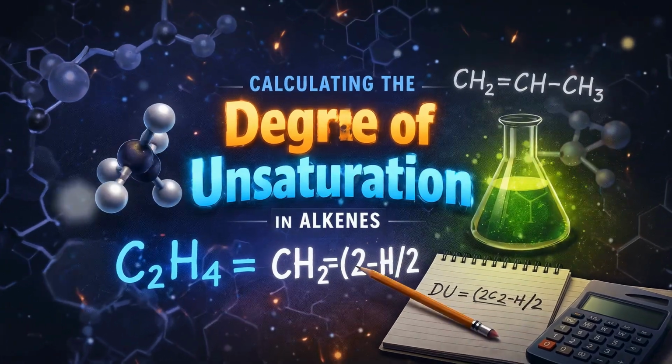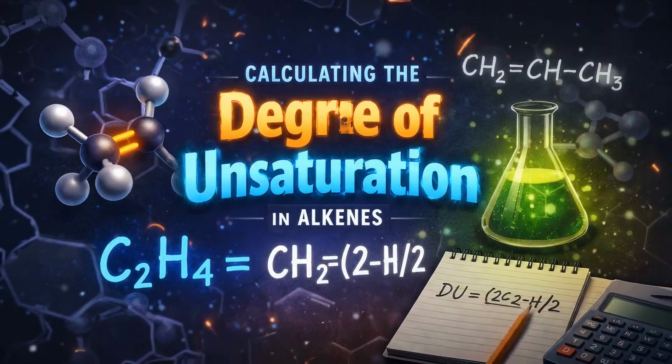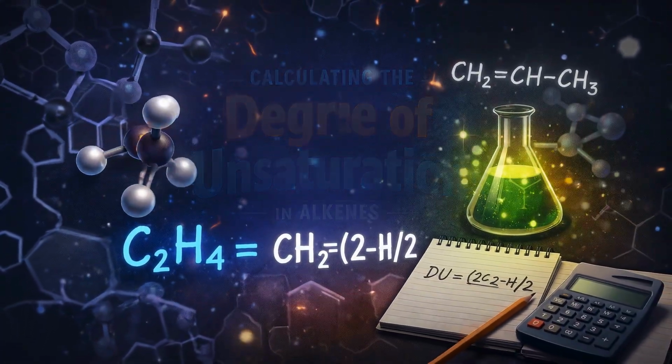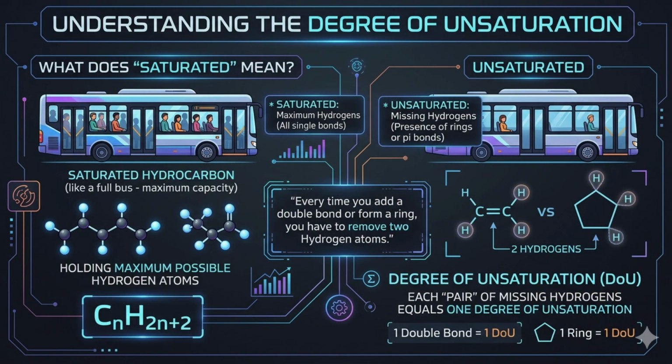Hey everyone, ever looked at a chemical formula like C6H6 and wondered, is this a ring? A bunch of double bonds or both? Today, we're cracking the code on the degree of unsaturation, also known as the double bond equivalent. By the end of this video, you'll be able to look at any molecular formula and instantly know its structural secrets. Let's dive in.